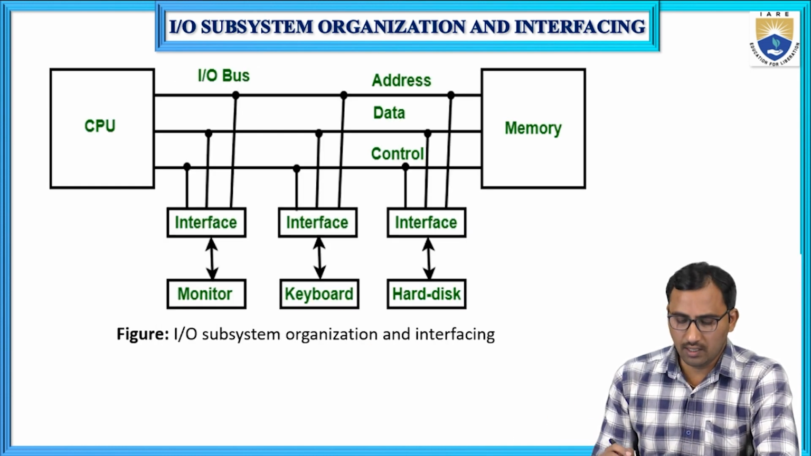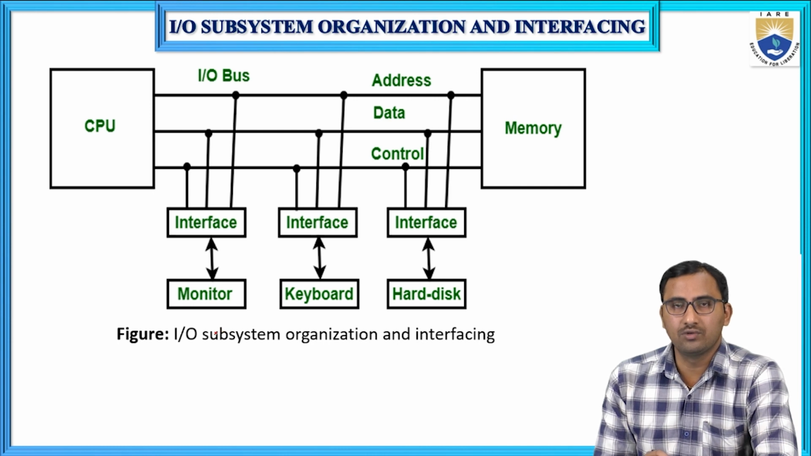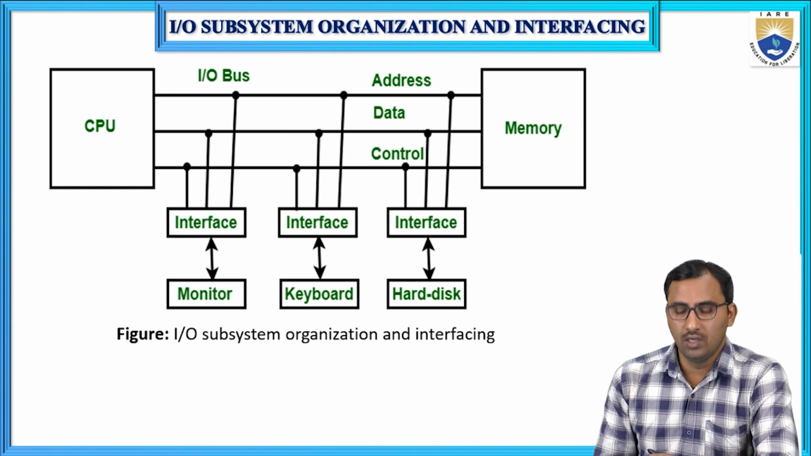So here you can see the IO subsystem organization and interfacing. Already we have seen the IO subsystem. The IO subsystem consists of multiple IO devices, which allow the CPU to interact with the IO devices. So interfacing: we are interfacing the IO devices with the CPU. Interfacing is nothing but connecting the input or output devices with the CPU, so that the IO devices can communicate with the CPU.